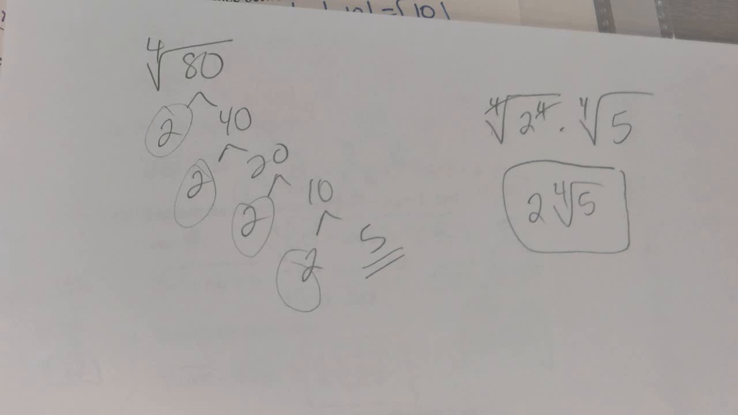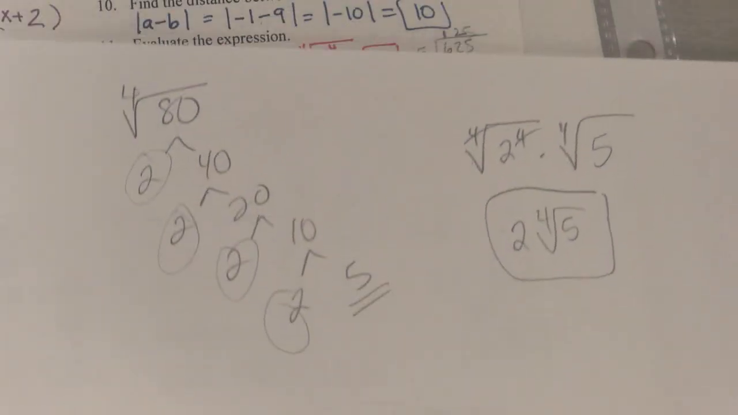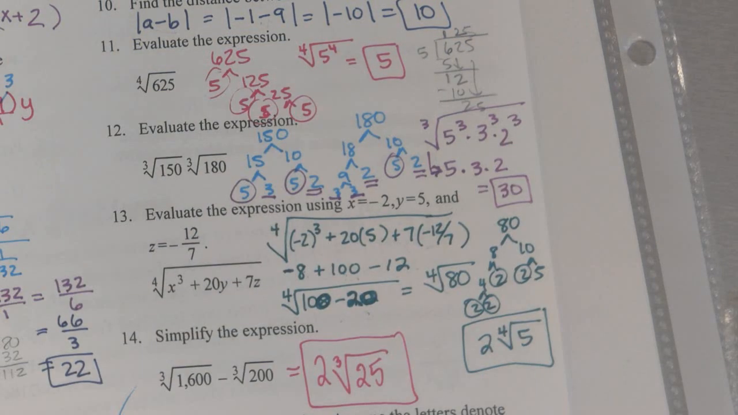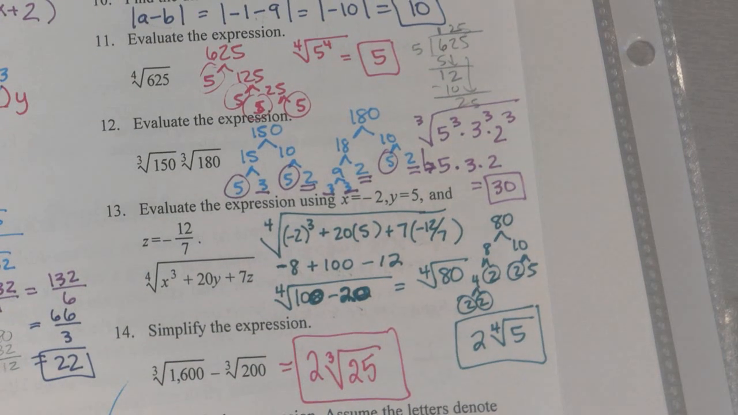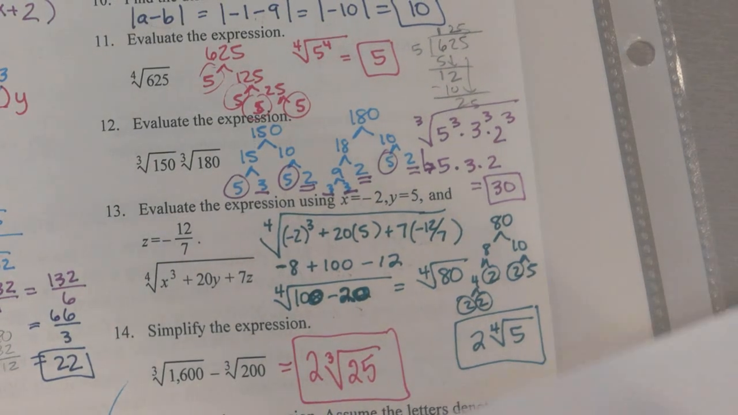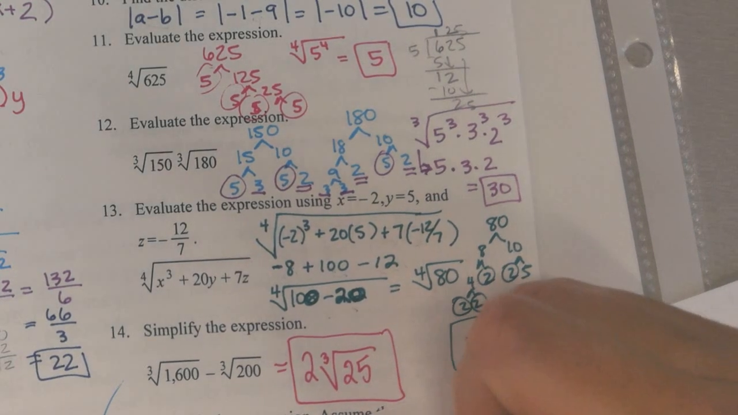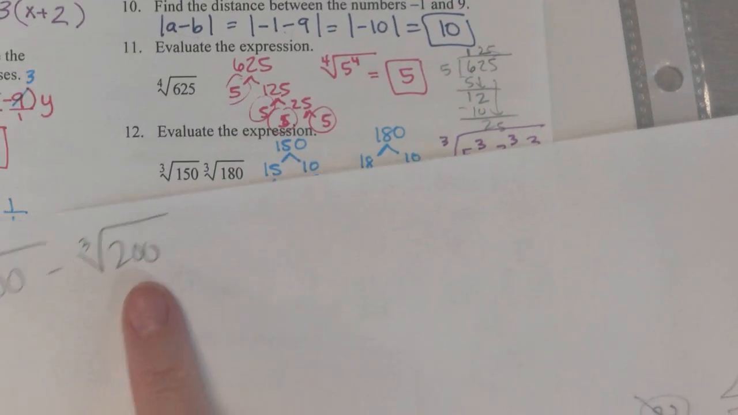Okay, questions for me on those? Lots of factor tree. Yes, just take the question there. Okay, and then we did 14 together yesterday with the cube root. I know some of you weren't here. This is what I recommend doing, okay? I would start with the smaller one.